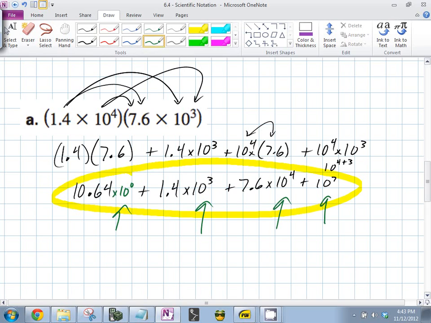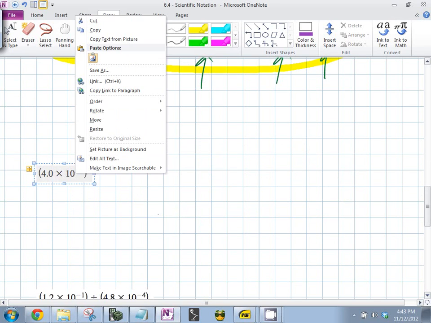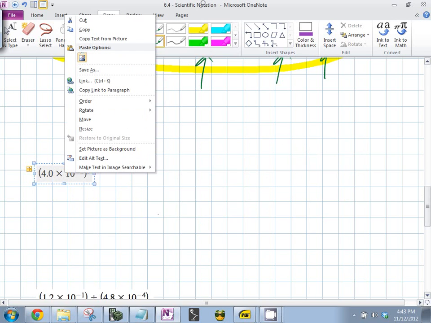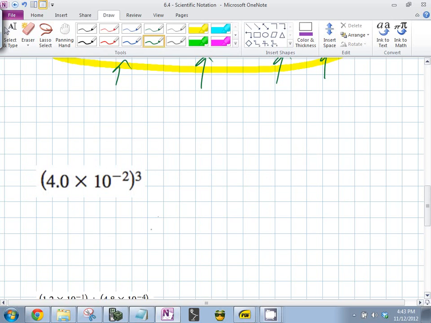Let's move on here. So now we have something that looks familiar, but it's to a negative power, and you're just going to distribute the power again. So there's an invisible 1 there. You distribute the powers, and you get 4.0 to the third times 10 to the negative 2 times 3. So that's going to be 64 times 10 to the negative 6.